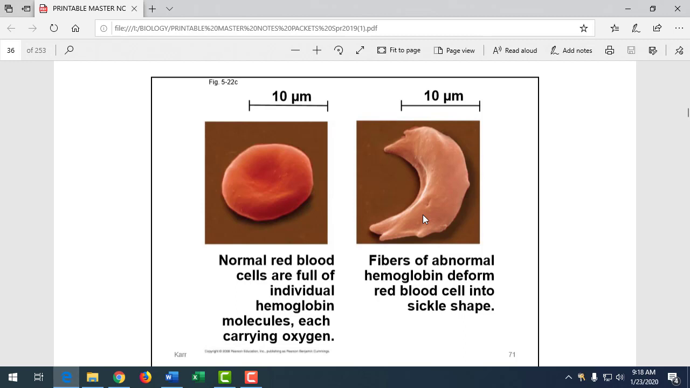So if they go to high altitudes, they can have a sickle cell crisis. If they have a bad lung disease and they're not getting enough oxygen through normal breathing, they have a sickle crisis and they end up in the hospital.